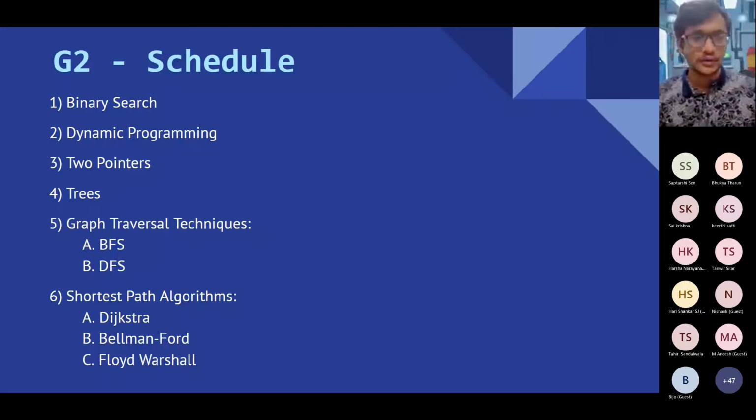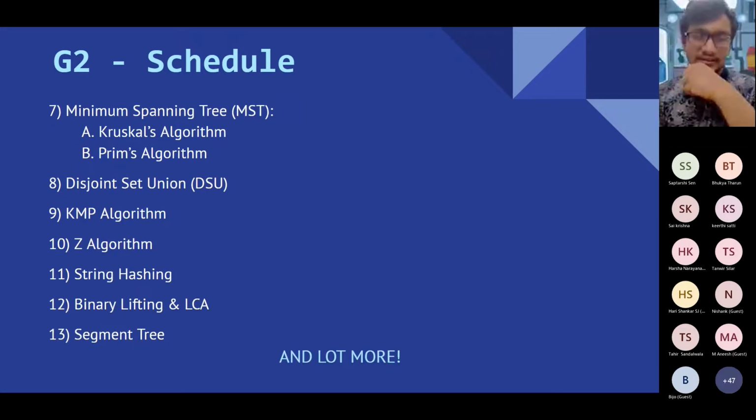Coming to the schedule of group 2, we would start with binary search in the session that will be conducted at the end of this week. And after that, we will go to dynamic programming, two pointers, trees, graph traversal, shortest path algorithms, and minimum spanning tree. So these are kind of the basics of graphs and dynamic programming. I guess these two are used in a lot of places in future.